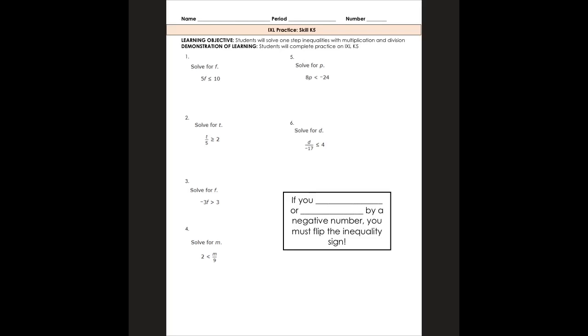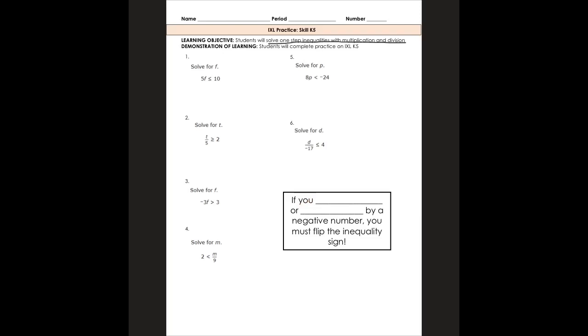This is IXL Practice Skill K5, where students are going to learn how to solve one-step inequalities with multiplication and division. Solving inequalities is very similar to solving equations, but there is one difference, and this difference is going to be in this box right here.